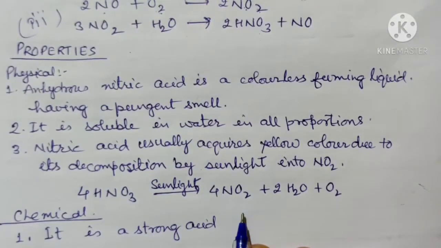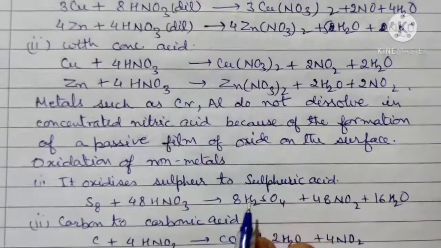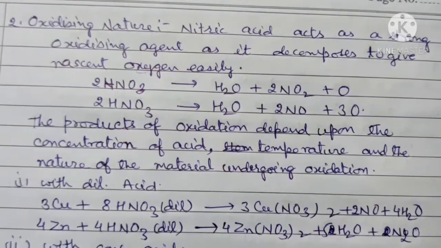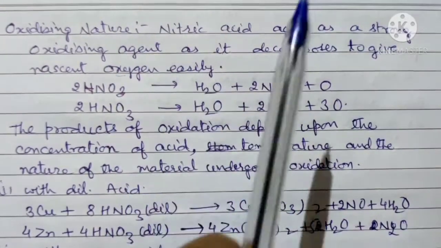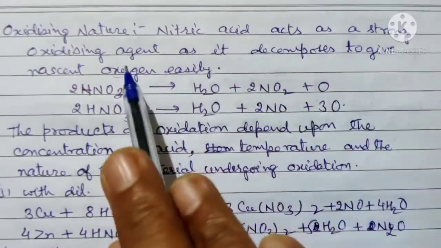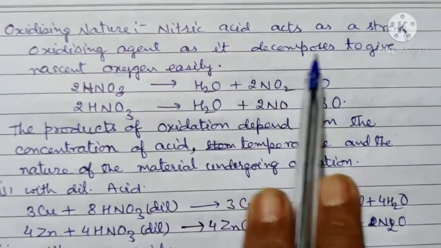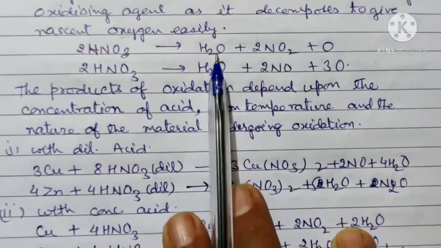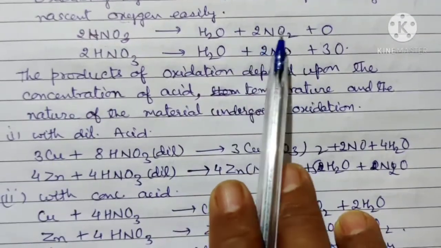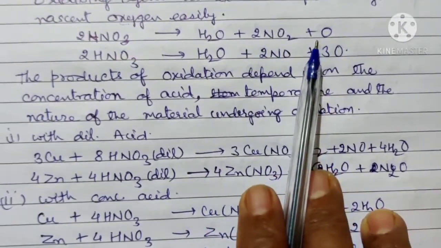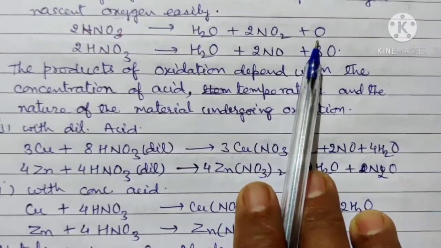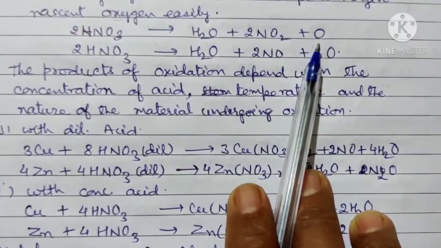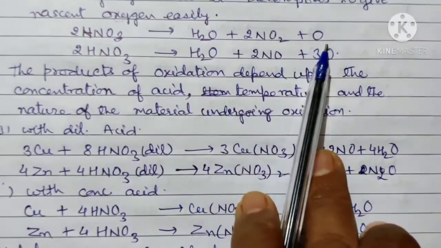Now we'll study the chemical properties, starting with the oxidizing nature of nitric acid. Nitric acid acts as a strong oxidizing agent as it decomposes to give nascent oxygen easily. When nitric acid is heated, it decomposes to form nitrogen dioxide and nascent oxygen. Nascent oxygen means atomic oxygen, which is very unstable, so it is easily used by other substances. This causes the oxidizing nature of nitric acid.